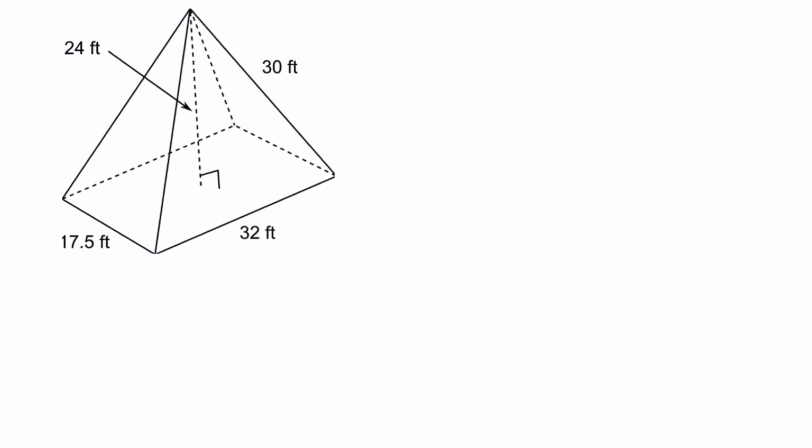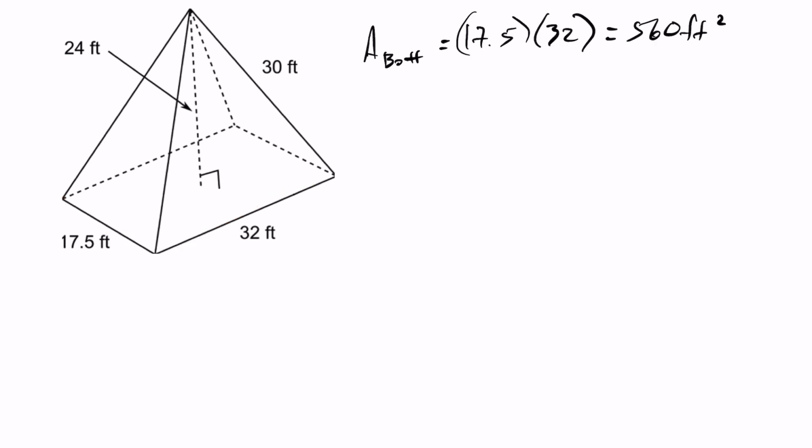First of all, I'm going to take care of the area of the bottom, which is the easiest step here. The area of the bottom is just going to be your 17.5 times your 32. And that's going to give you 560 square feet. Now I want to calculate the area of one of these triangle faces. To calculate that, I need the slant height. Well, the slant height is connected to our height, which was given to us.